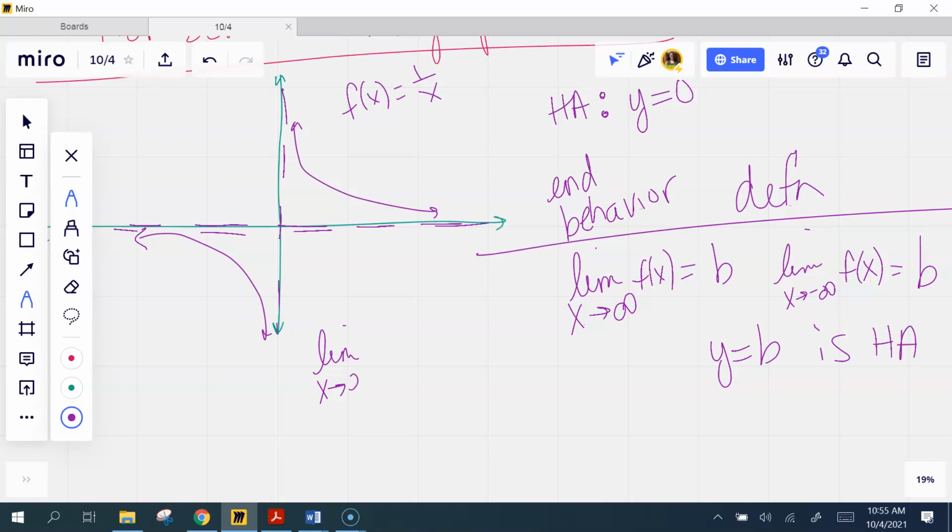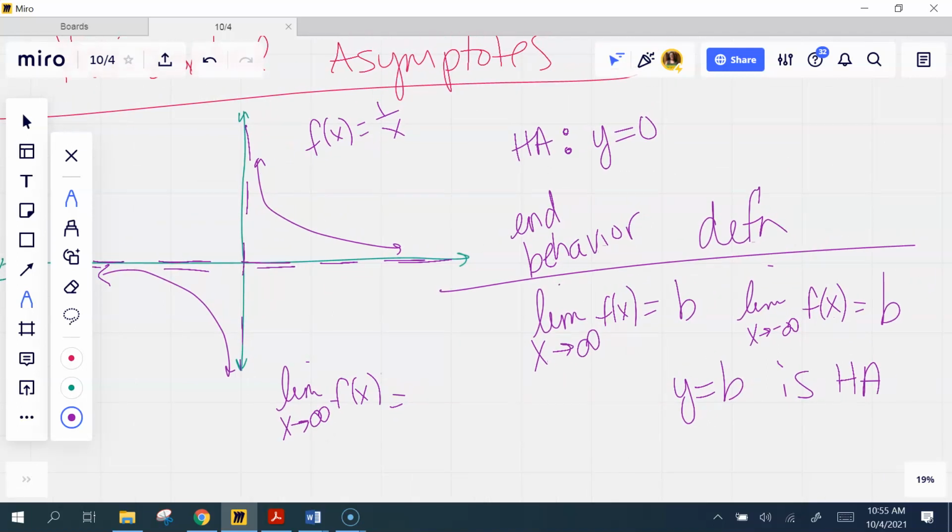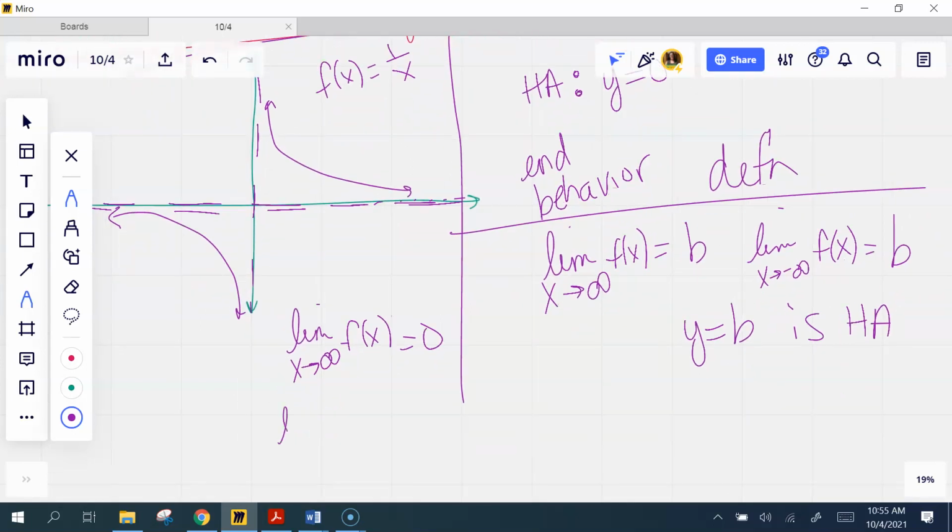Well, then the limit as x goes to infinity of 1 over x is what? Look at this graph. It's 0. As I go further and further right, I'm getting closer and closer to 0. Does that make sense? How about as I go to the left? 0 again. These don't have to be the same. In this case, the horizontal asymptote bounds both ends of the graph. It doesn't necessarily have to bound both ends of the graph. It could just bound one end of the graph and still be a horizontal asymptote.